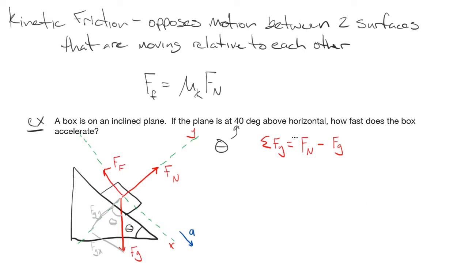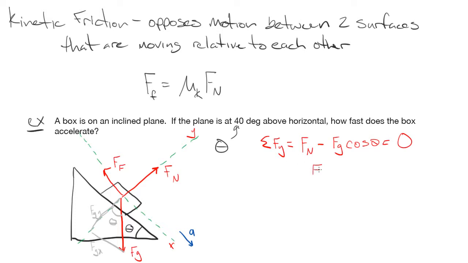Let me get rid of that. Now I have my angle, and I need to break up gravity into its components. I'm looking for the y component here. That's the side that's adjacent to my angle, so I'm going to use cosine: Fg times cosine theta. That's all my forces, equal to mass times acceleration in the y direction, which I already know is 0. There is no acceleration in the y direction, so I get a big fat goose egg there.